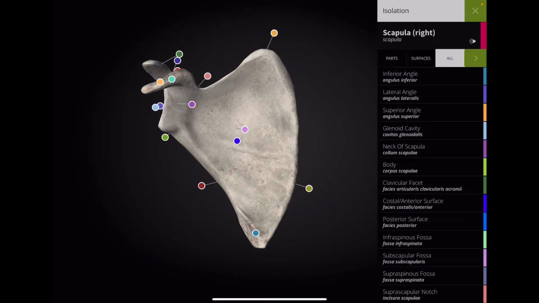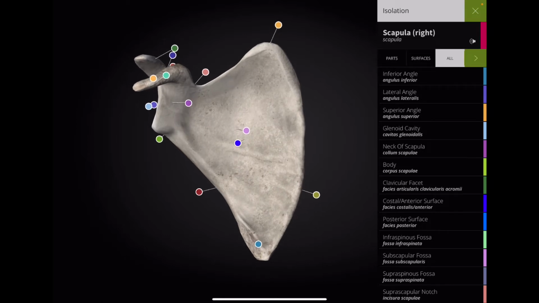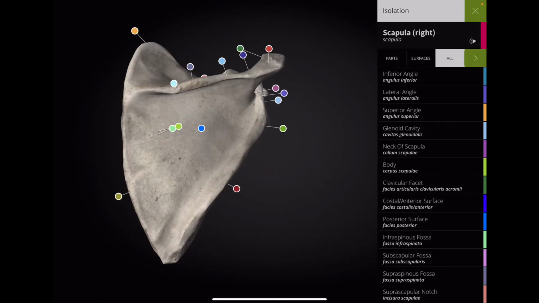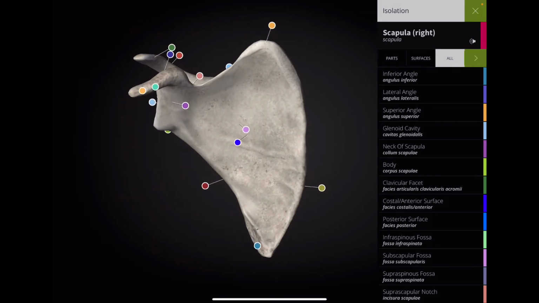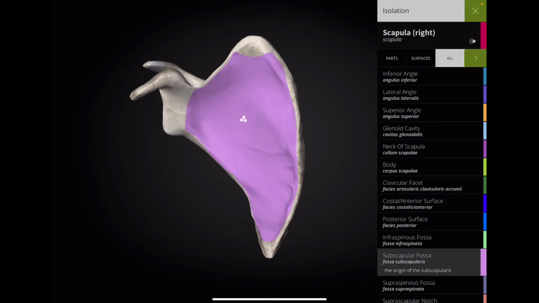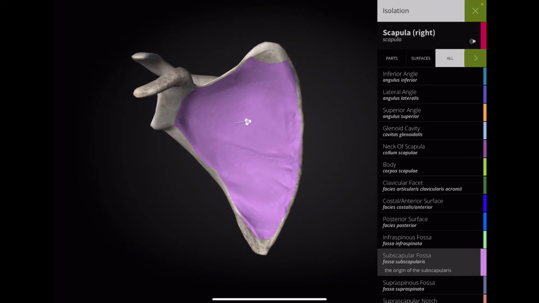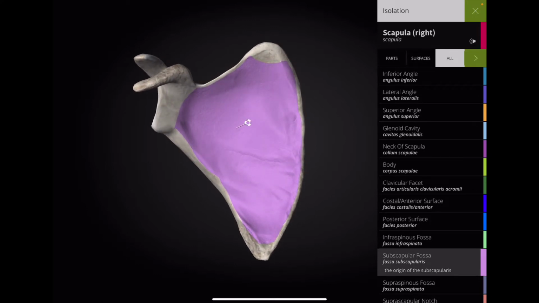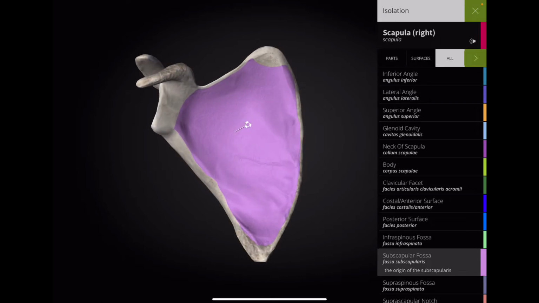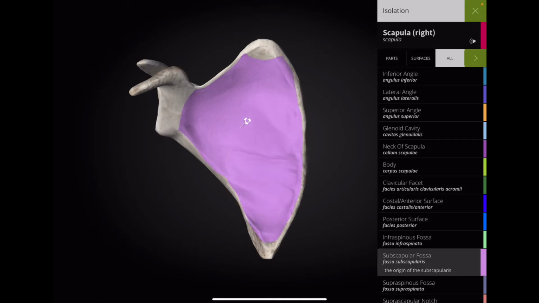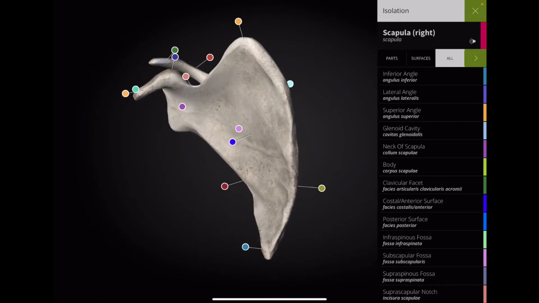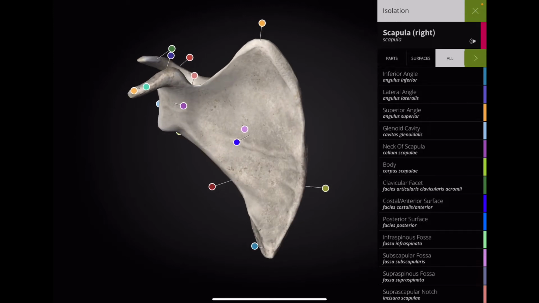Now let's have a look at the subdivisions of the costal surface as well as the subdivisions of the posterior surface. So on the anterior surface, you get the subscapular fossa, and this is important for the origin of the subscapularis muscle. So the subscapularis muscle occupies this entire pink area of the scapula. So that would be all in terms of subdivisions of the costal surface.